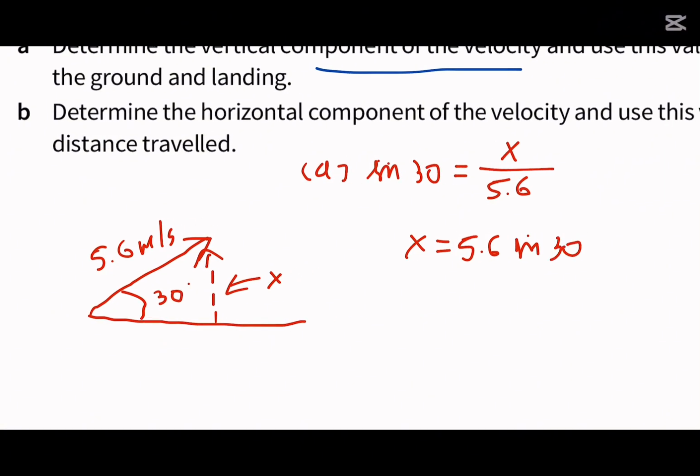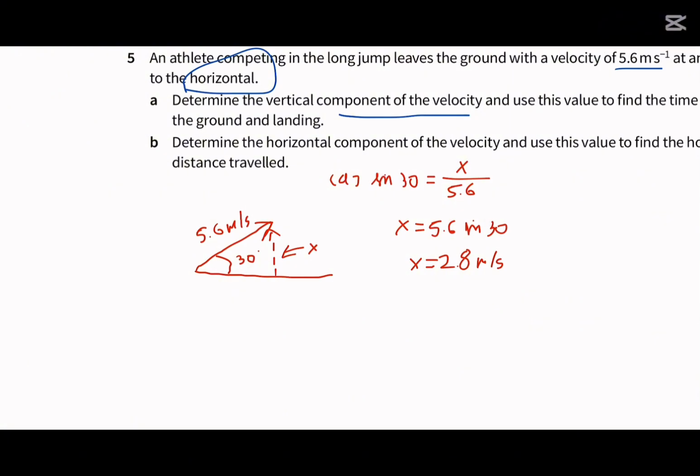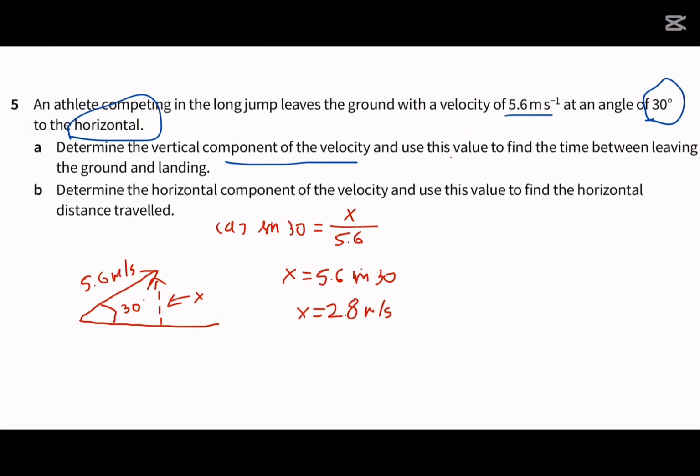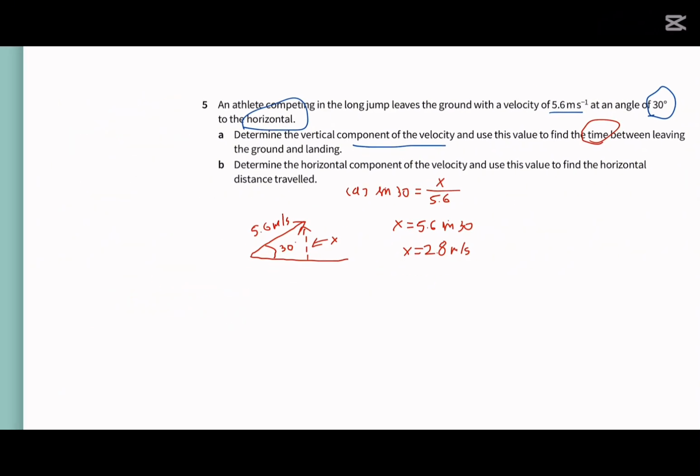I will use a calculator for this one. Let me change it to degree mode. 5.6 multiplied by sine 30, and this will get 2.8 meters per second going upwards. So the vertical component of the velocity is 2.8 meters per second, and you have to use this value to find the time between leaving the ground and landing.